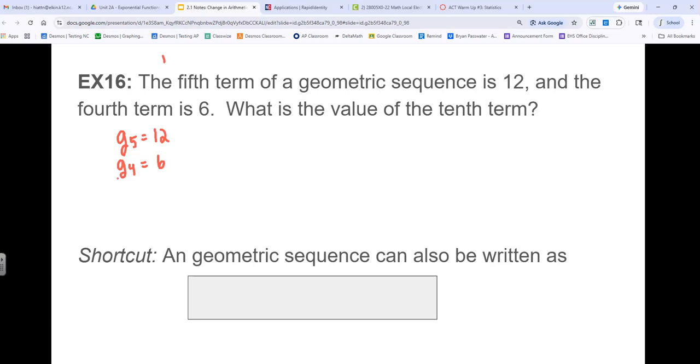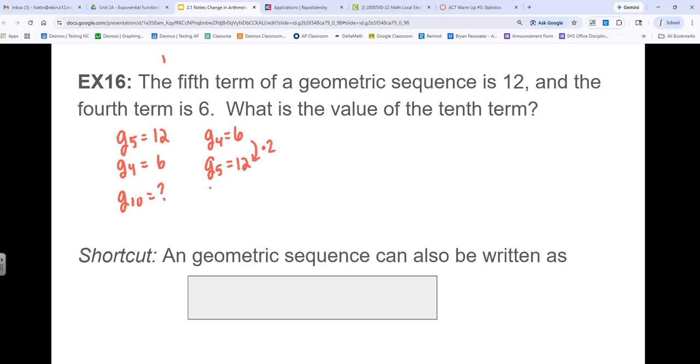And they're asking us for G sub 10. So they do a couple things here that you've got to be careful of. They give you the fifth term and then the fourth term. But really we want to be thinking about these more in order, right? Like G sub 4 is 6 and G sub 5 is 12. What is your common ratio here? What number are you multiplying by? 2, right? So we are multiplying times 2.